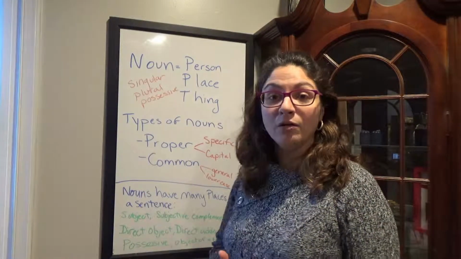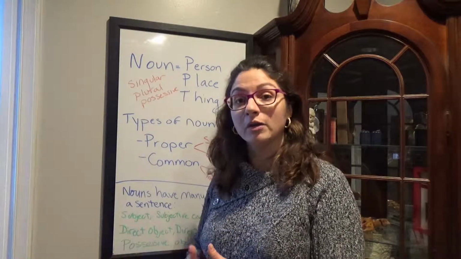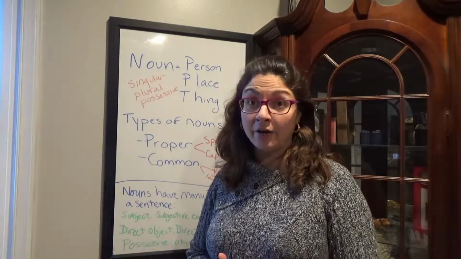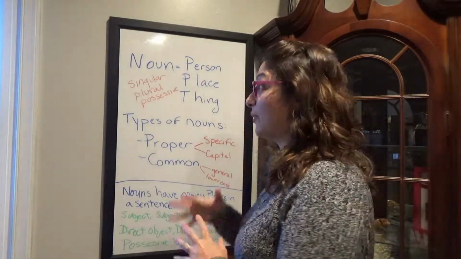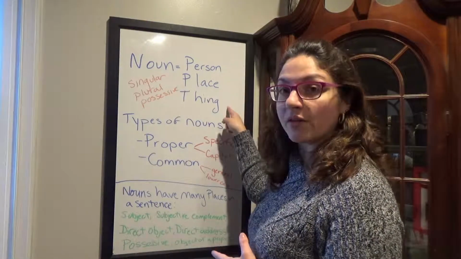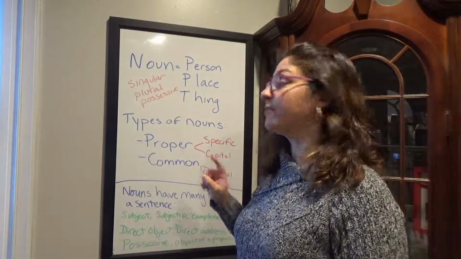Today I've done a little outline, so we're going to start here and then we will progress through the different parts of speech, different functions of speech, and diagramming sentences. So let's start with nouns. Nouns are persons, places, or things. They can be singular, plural, or possessive.